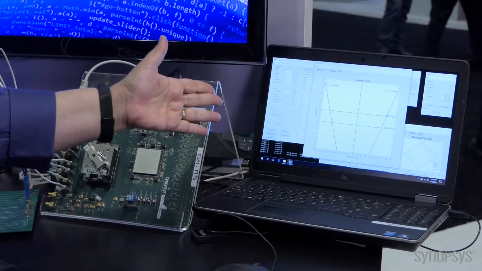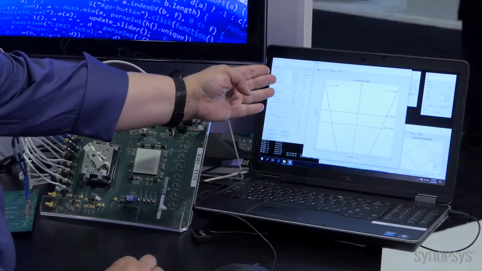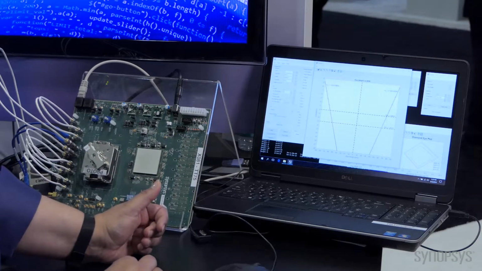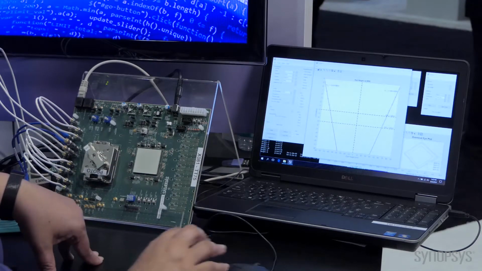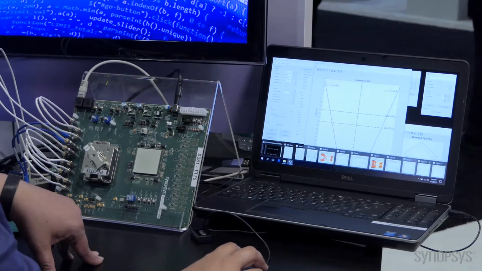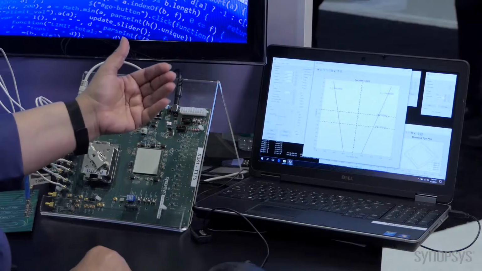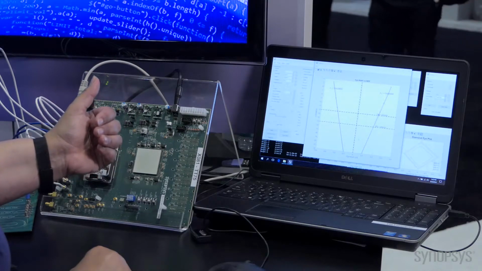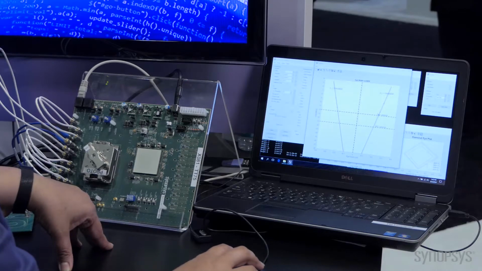This graph is the bathtub curve of the eye height. It's plotted up to the 10 to the minus 11 BER and extrapolated to 10 to the minus 15 BER. And then we have created the bathtub curve for the eye width. Again, the same way, 10 to the minus 11 BER is simulated and extrapolated to 10 to the minus 15.